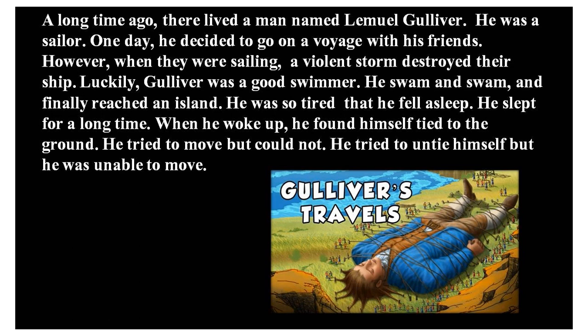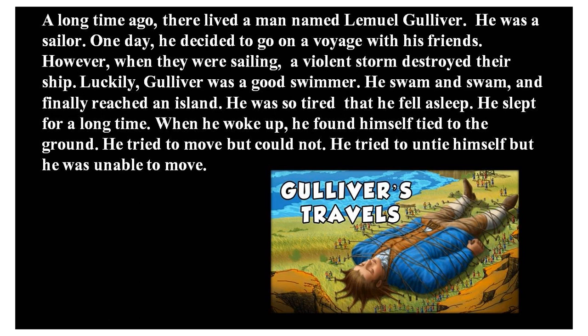Long time back, there was a man and his name was Lemuel Gulliver, and he was a sailor. One day he and his friends decided to go on a voyage. Voyage means a journey by sea with the help of a ship and boat. But when they were sailing, there was a dangerous storm. Storm means thunder, lightning, raining, which destroyed their ship.